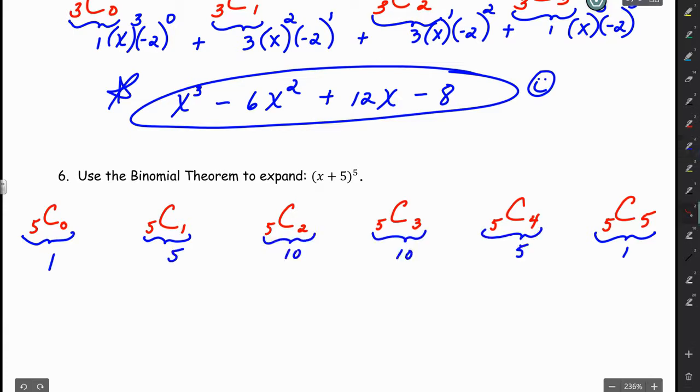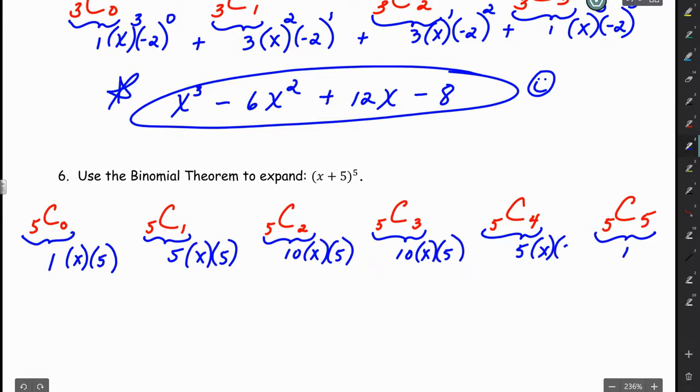Now we're going to fill in our x and our 5. Since this is to the 5th power, we're going to start our x's at 5 and go down to 0. And for the 5 in our terms, we're going to start at 0 and go up to 5. Pluses between.